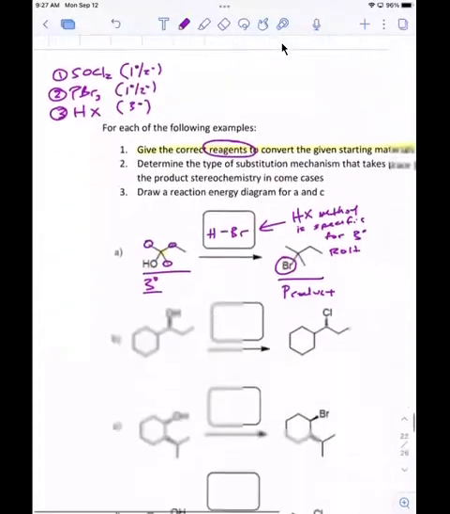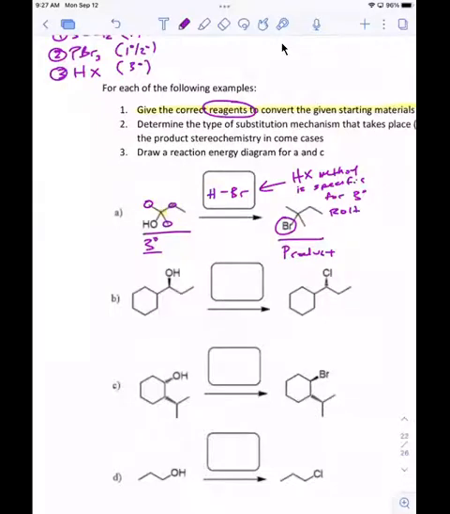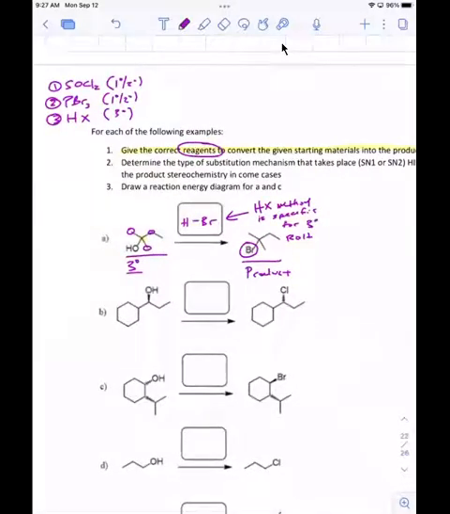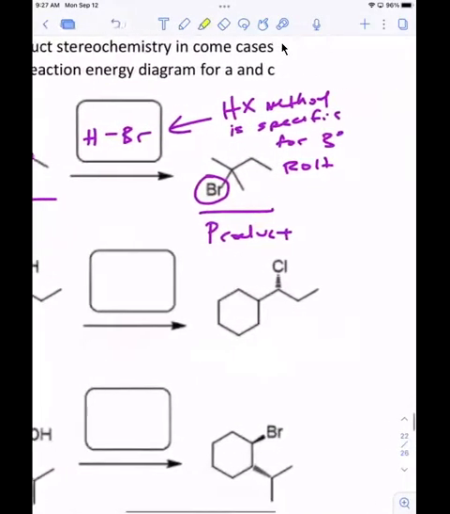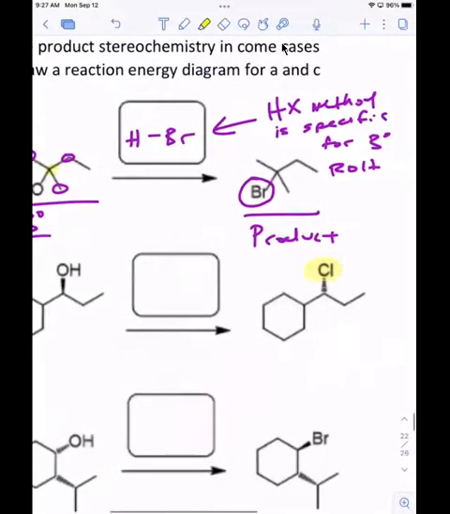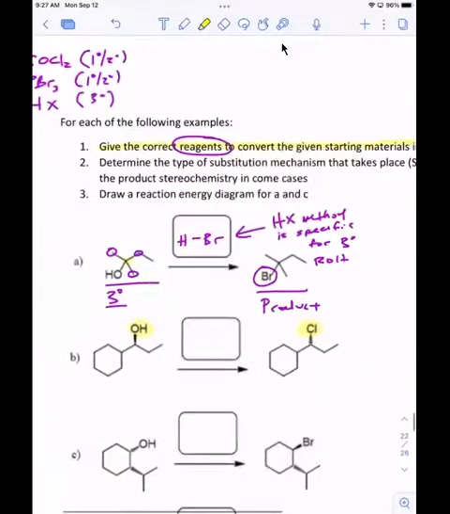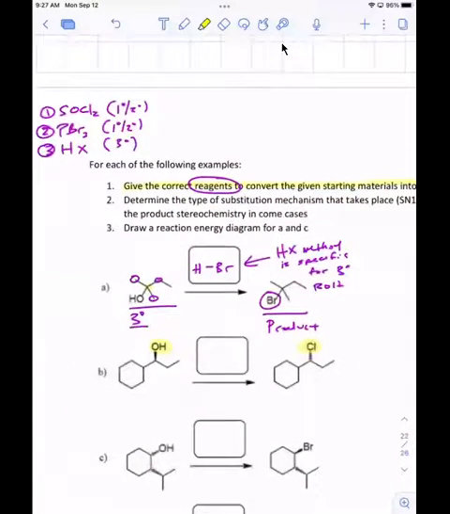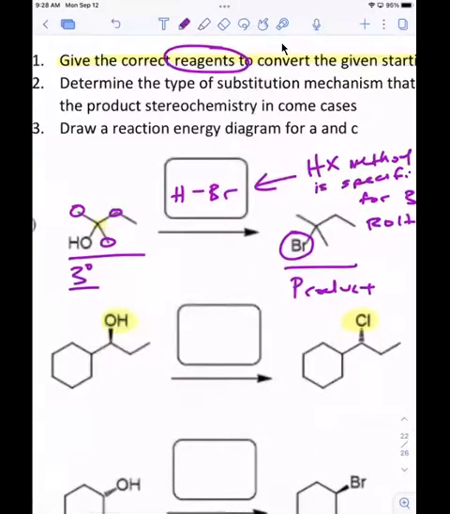All right, look at reaction B and tell me which one of those three methods you would use. It's a secondary alcohol, so you're not going to use HX. Now you're limited to PBr3 or thionyl chloride, SOCl2. So it's the thionyl chloride, because your alcohol has been converted into a chlorine. Part of the method is which halogen I need, so if I want a chlorine, I'm going to use thionyl chloride.